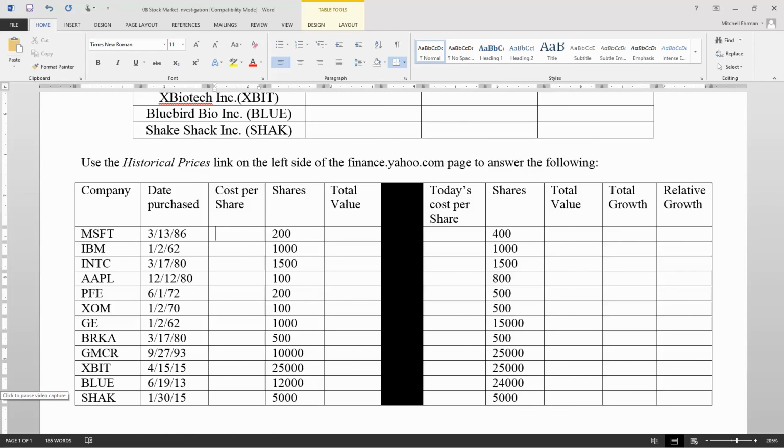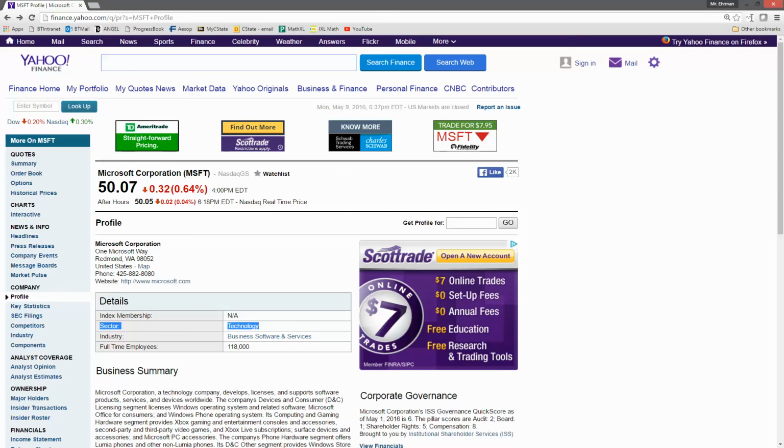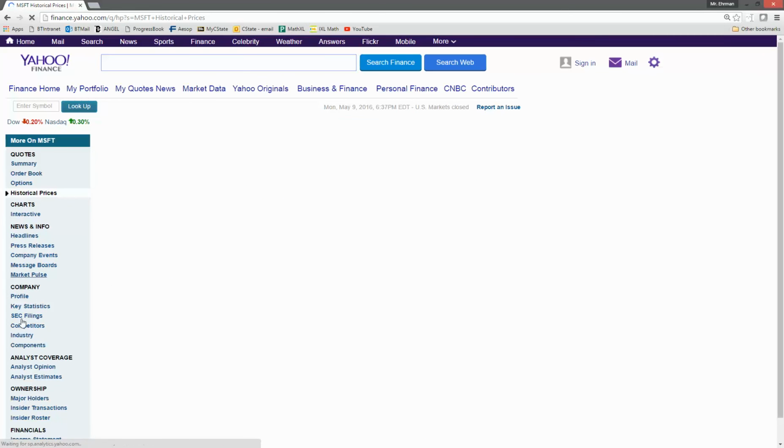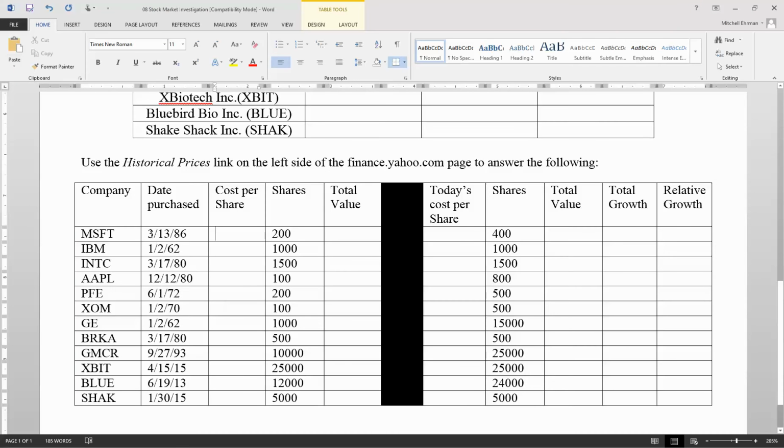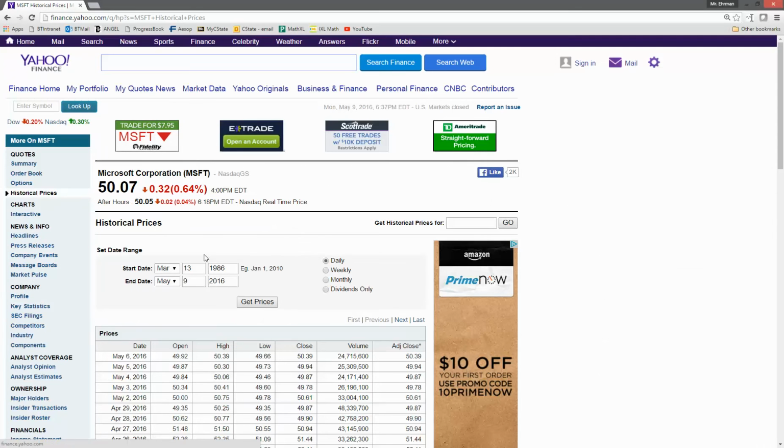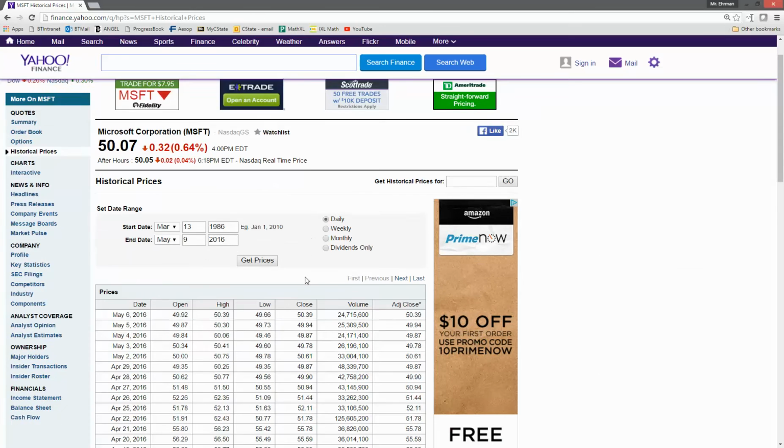So let me run through that example with Microsoft, and then I'll let you work on the remaining stocks today. So we'll need to go back to the finance.yahoo site, and what I'd like for you to do is go to the left-hand side and click on historical prices. Now I've given you specific dates to look for, so I need to go back in history to March 13th of 1986, and I want to see what that price would be.